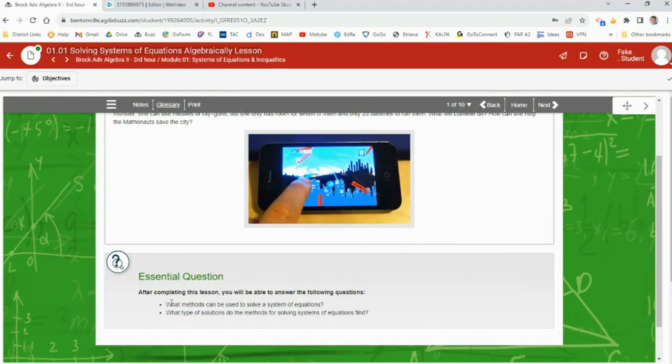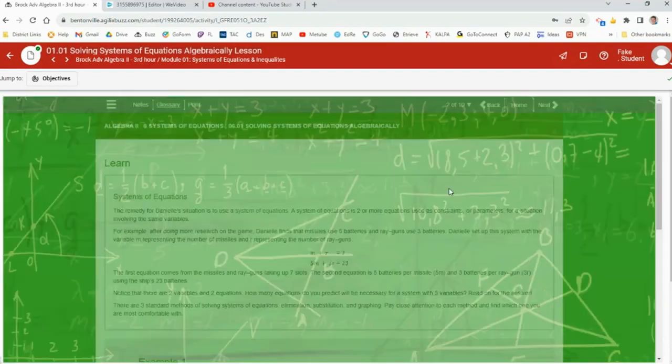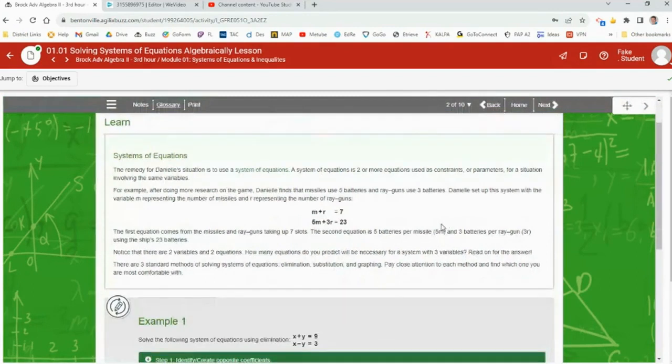So after completing this lesson, you should be able to answer the following questions. What methods can be used to solve a system of equations? And what type of solutions do the methods find? So let's look at systems of equations.